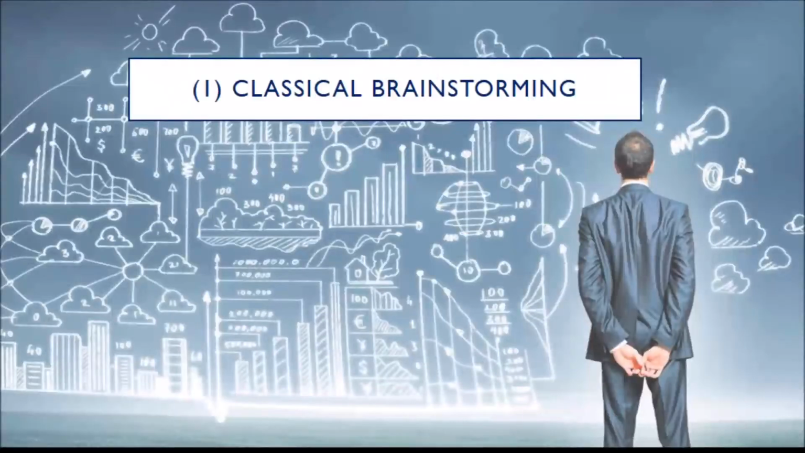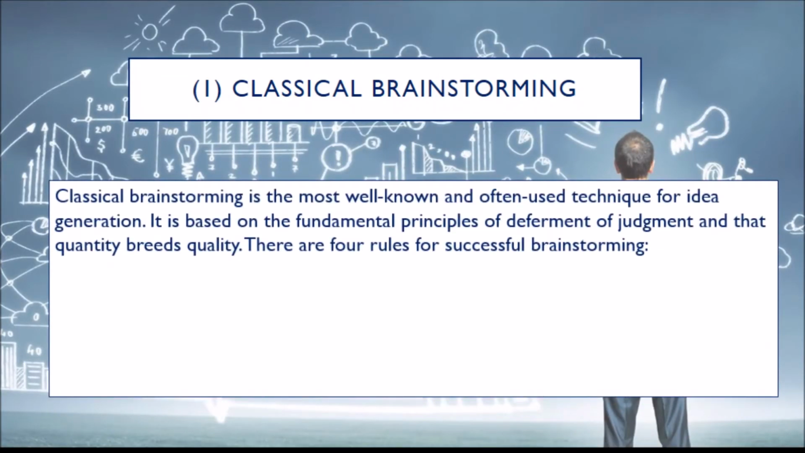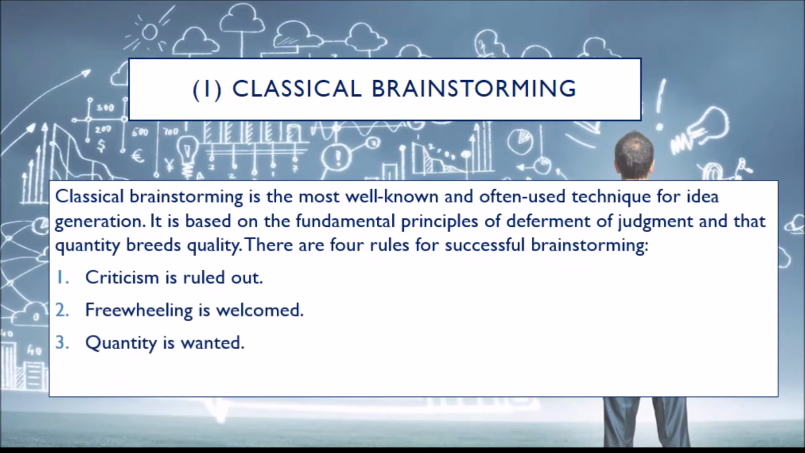Classical brainstorming. Classical brainstorming is the most well-known and often used technique for idea generation. It is based on the fundamental principles of deferment of judgment and that quantity breeds quality. There are four rules for successful brainstorming. First, criticism is ruled out. Second, freewheeling is welcome. Third, quantity is wanted. And four, combination and improvement are sought.